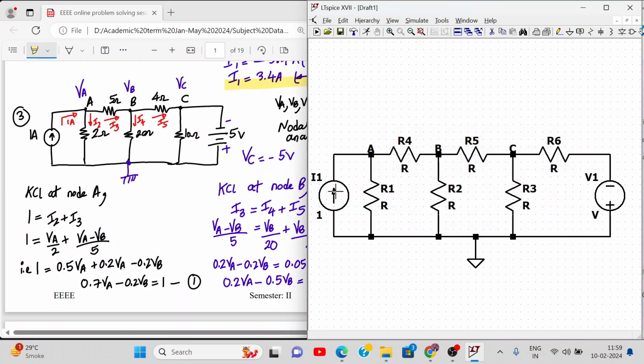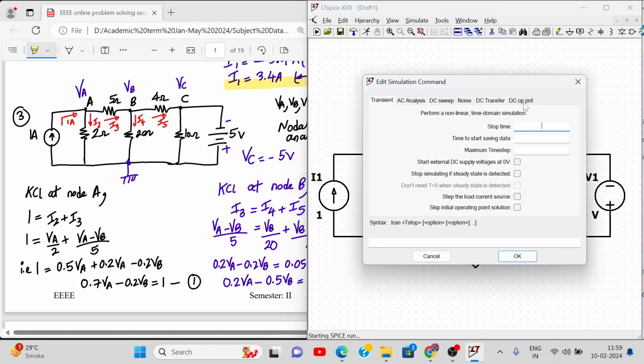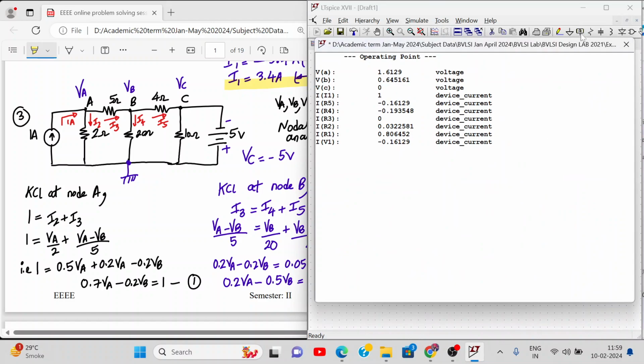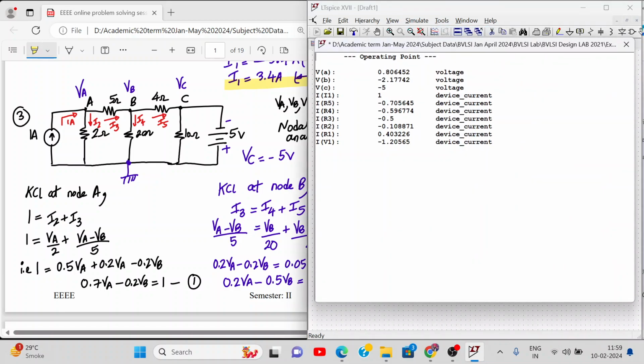Alright, this is 1 ampere, this is 2, this is 5, this is 4. I think this resistance was not required, right? Yeah, so directly we'll connect a wire. This is 10 ohm, this is 20. Yeah, now let's simulate the circuit and find out the answers. It will give you VA, VB, VC directly. Oh sorry, I have to give the supply voltage also. Supply voltage is 5. So let me simulate, run.